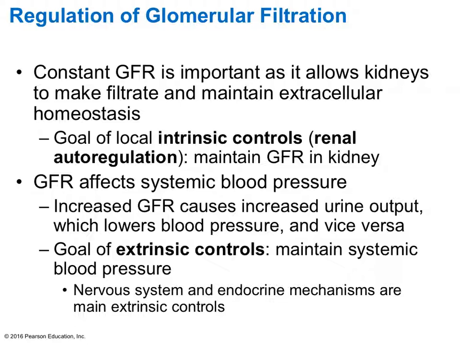And the same thing happens if we decrease the GFR: we decrease our urine output, so that we increase the blood volume and therefore increase blood pressure. So there are these extrinsic controls, that is, they're external controls. They're not from the kidneys, but rather the nervous system and hormones that maintain systemic blood pressure by affecting GFR.